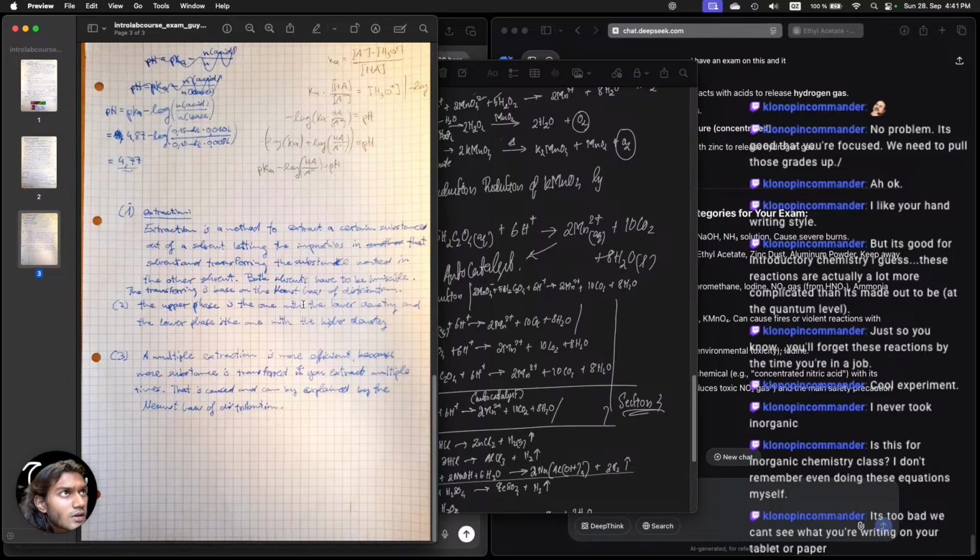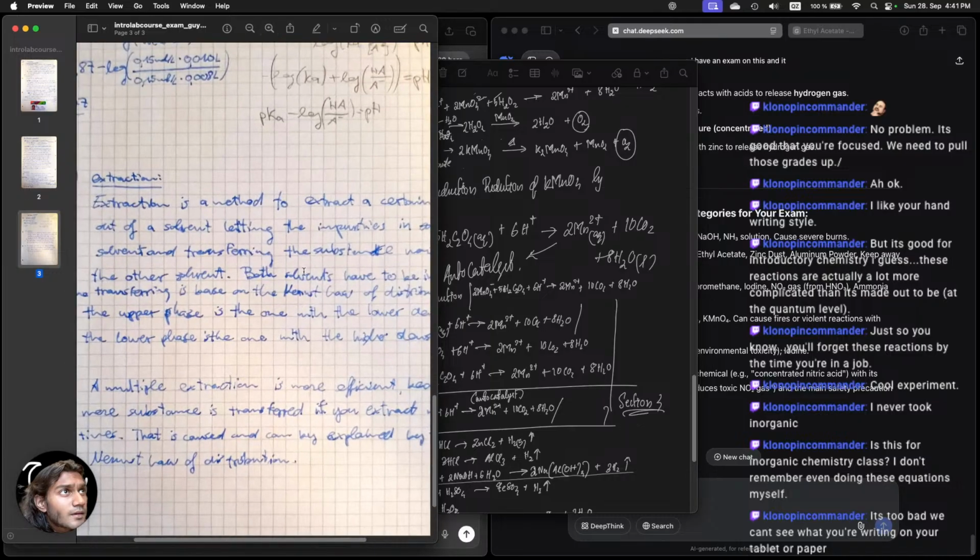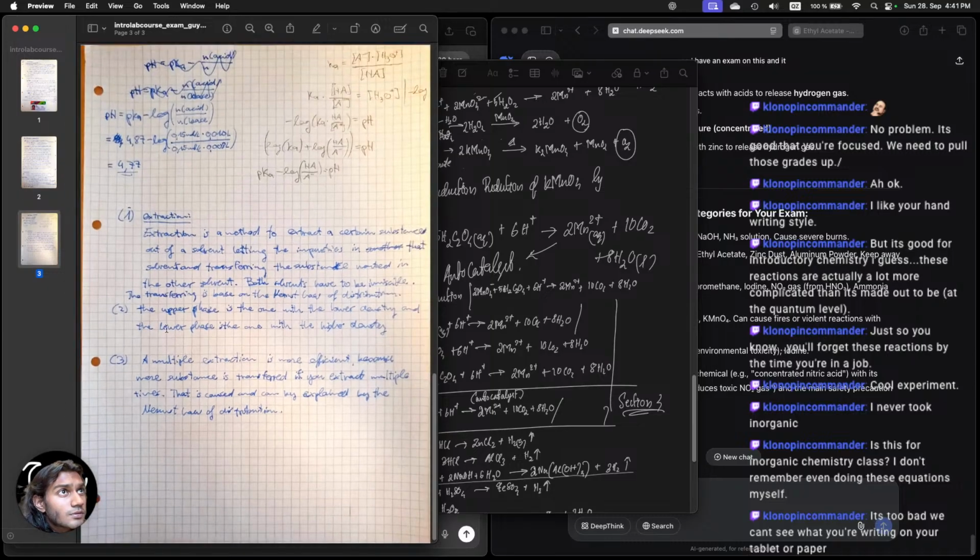based on the... I could search it up. The upper phase is the one with the lower density and the lower phase is the one with the higher density. And it's usually the aqueous phase, the inorganic phase, that is at the lower. Yeah, from my experience, the aqueous phase is at the lower.